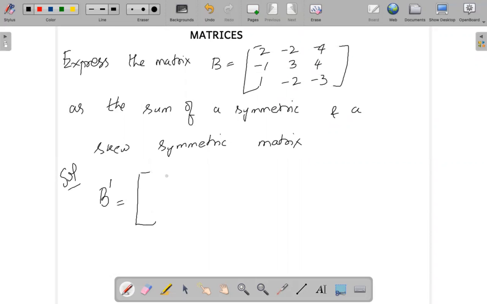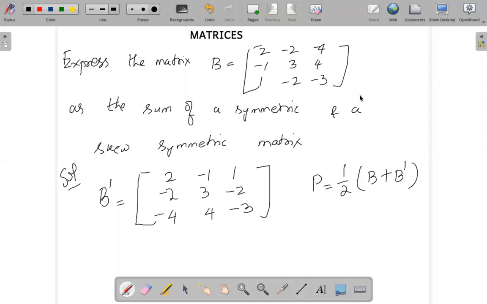2, minus 1, 1, minus 2, 3, minus 2, minus 4, 4, minus 3. So this is B prime. So let us find the first one. We will label that as P.